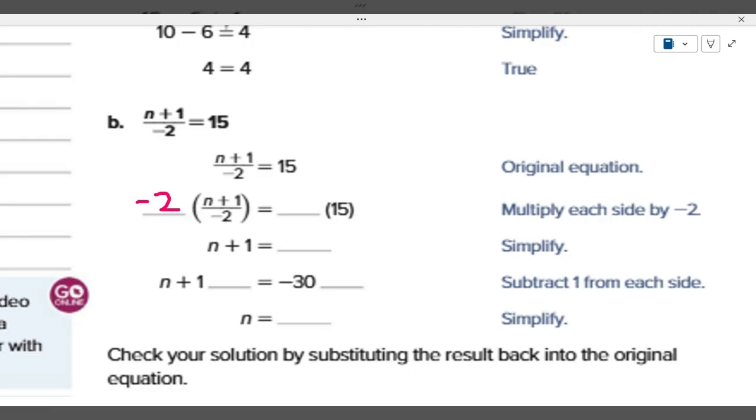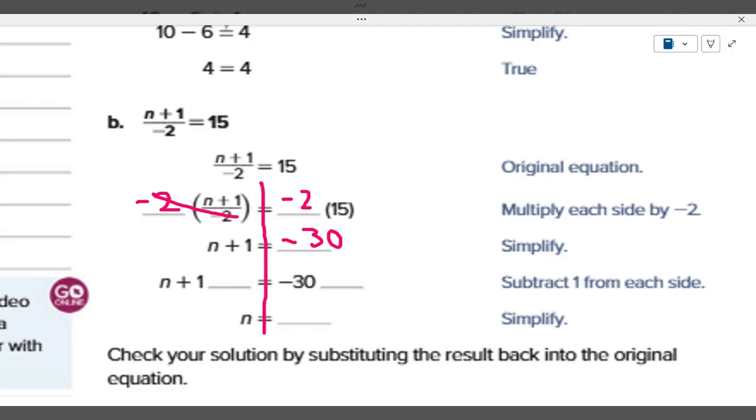Whatever you do to one side of the equation, you need to do to the other side. So we're going to multiply by negative 2 on this side. These cancel each other out. Now, negative 2 times 15 gives us negative 30. Okay, so we have n plus 1, and we're just left with what was on the top. Our denominator went away. The bottom of the fraction went away. So now n plus 1 equals negative 30.